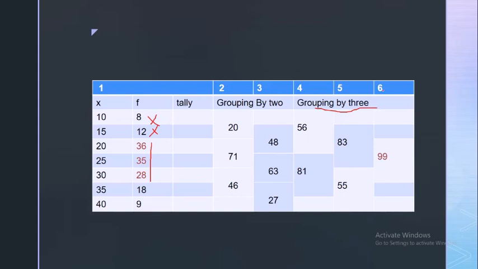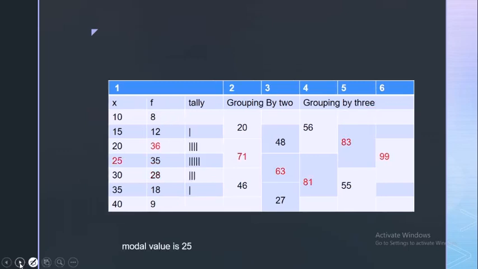Now all the columns are filled. Now let's go for the analysis.